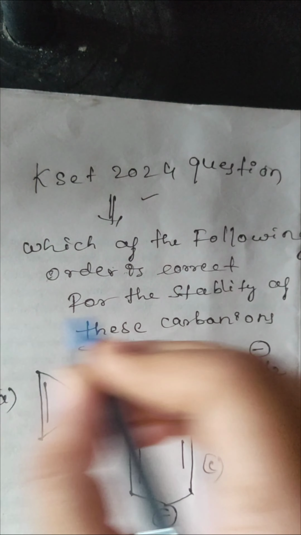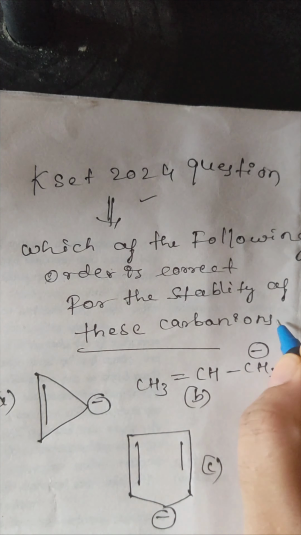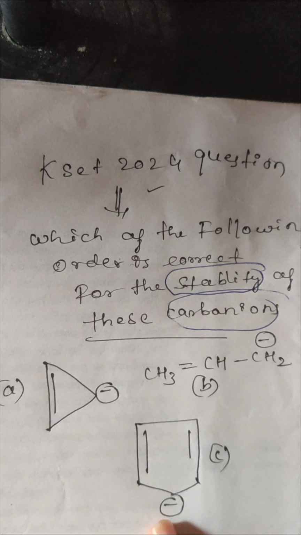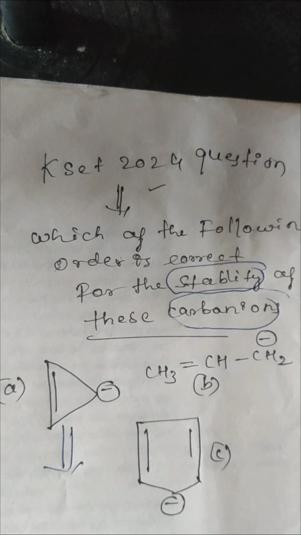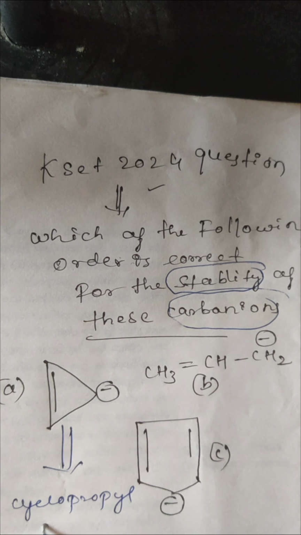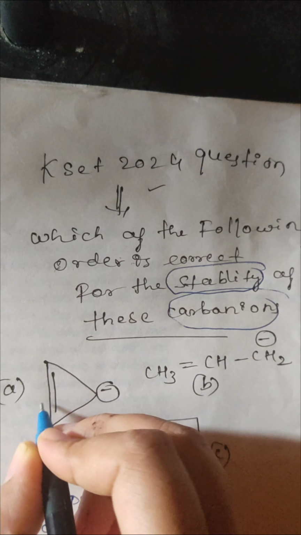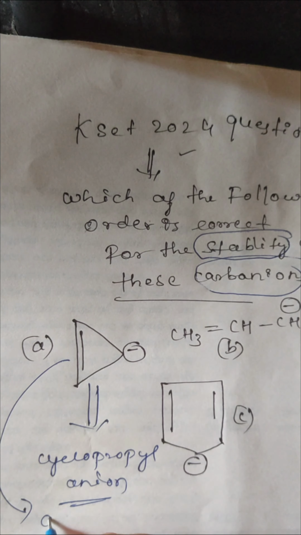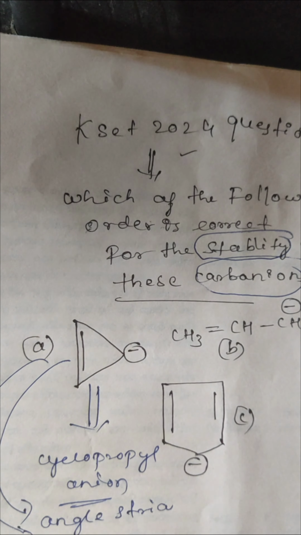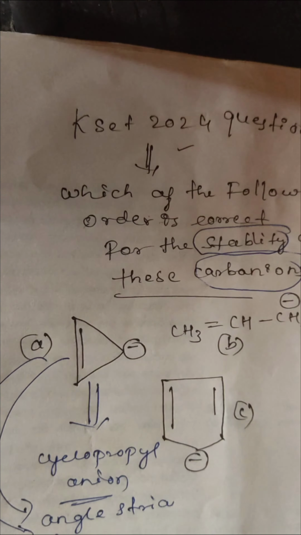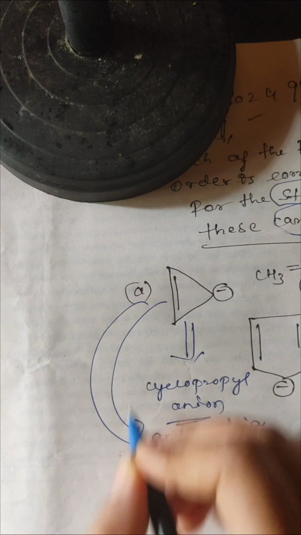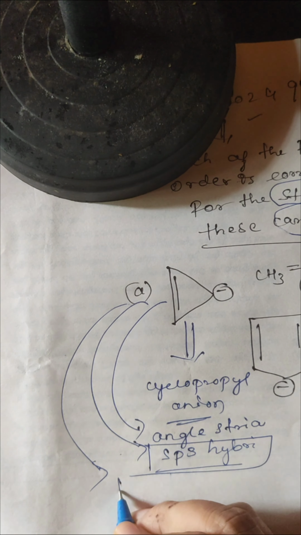Just see this question asking about the stability of carbanions. Three options are given, and we have to see which one comes first. Cyclopropyl anion is given. It has angle strain, a high angle strain. There is no resonance. There is the electron donating group effect of the ring. That's why it has sp3 hybridization. These are three main reasons why this compound is considered an unstable, highly unstable compound. This is the cyclopropyl anion.